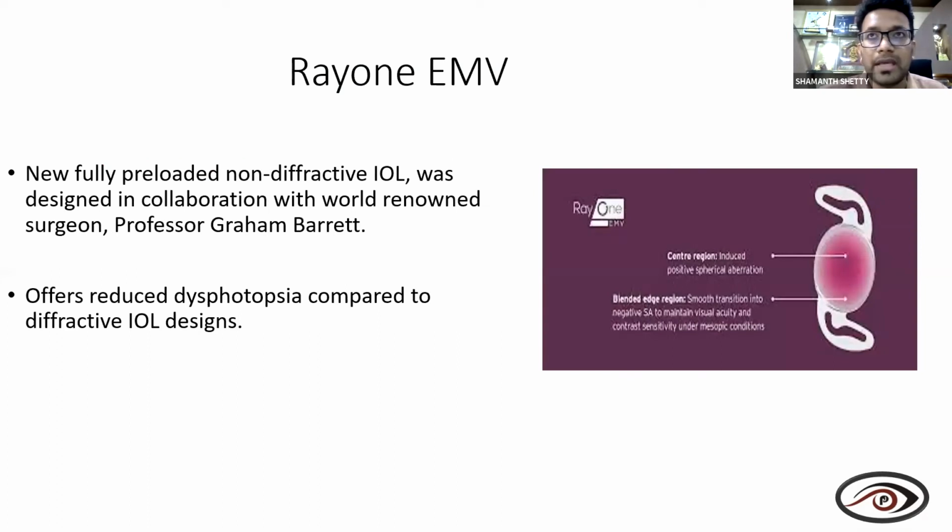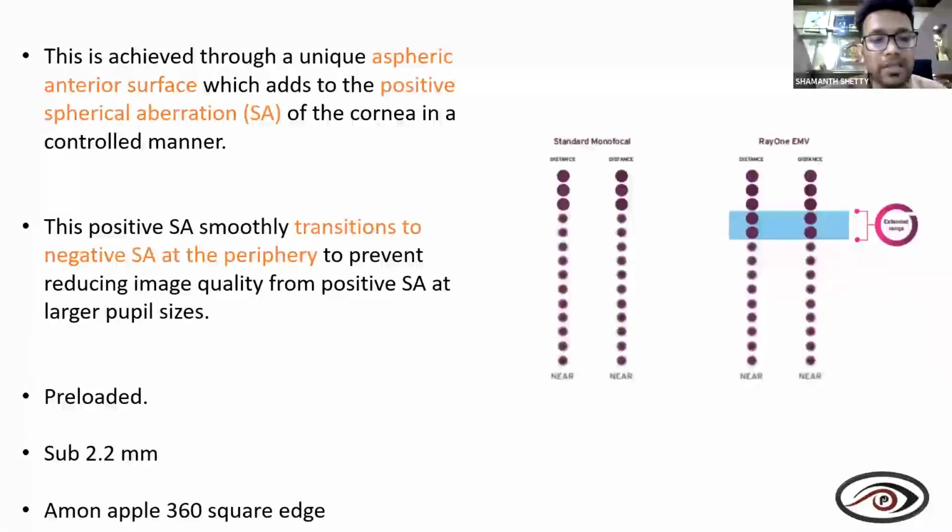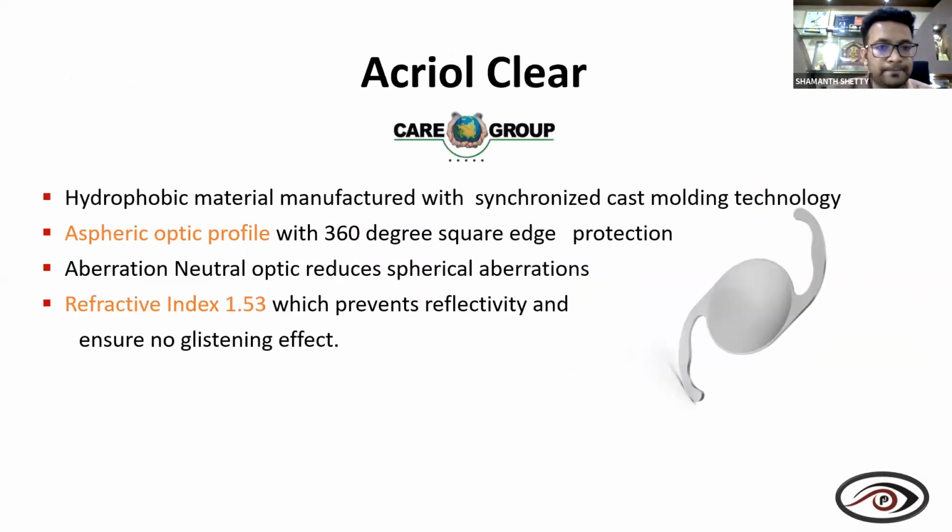Rayner has come up with their own lenses, namely the Ray 1 EUMV, which has a center that will give you a positive spherical aberration, and the blend region and the periphery give you a negative one. So basically, this doesn't allow your imaging quality to be reduced, and it can be used in MICS surgery. Again, it gives you a slightly extended range of vision like the iHands.